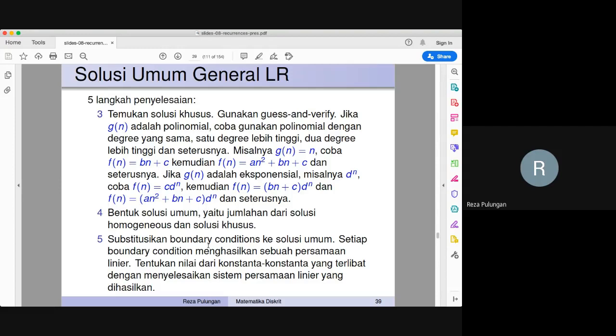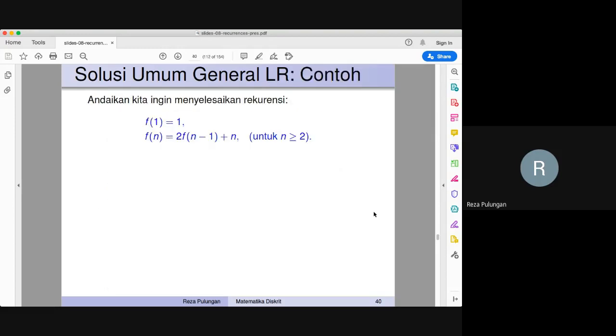Yeah? So, let me give you an example. We are asked basically to solve this recurrence. F1 is equal to 1, Fn is equal to 2 Fn minus 1 plus n. So this is not a homogeneous linear recurrence, because here there is a function. The function gn is equal to n. This is an inhomogeneous linear recurrence.